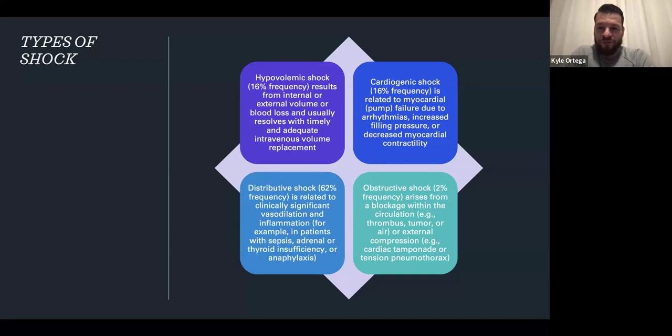So these are the four different types of shocks, and in my next videos, we will go further into each one. Thank you.